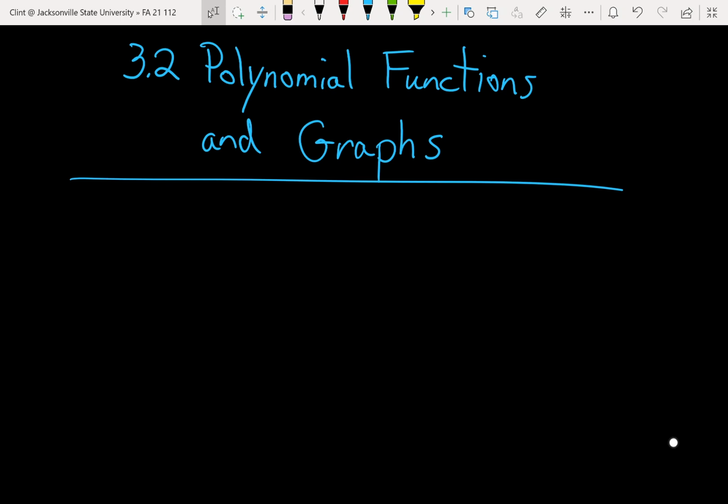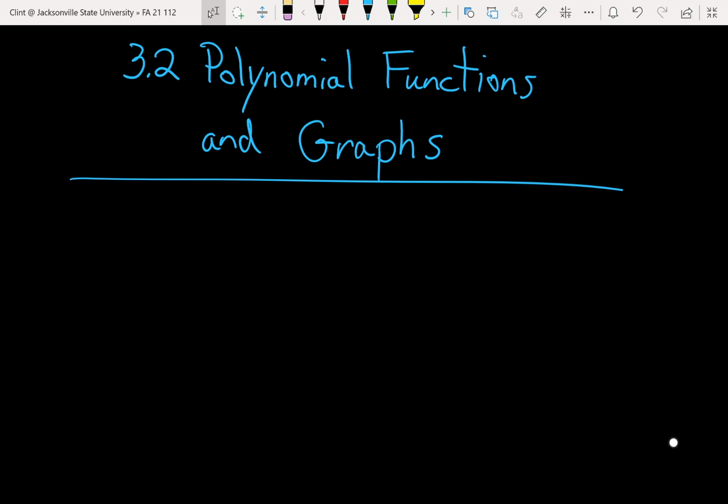There's not a whole lot of notes to give. I'm going to give you some notes about how you can know a few things about what the graph of a polynomial function looks like. And then really it's just applying those things. So what we'll do is we'll do some examples, and we'll work through some examples after that.